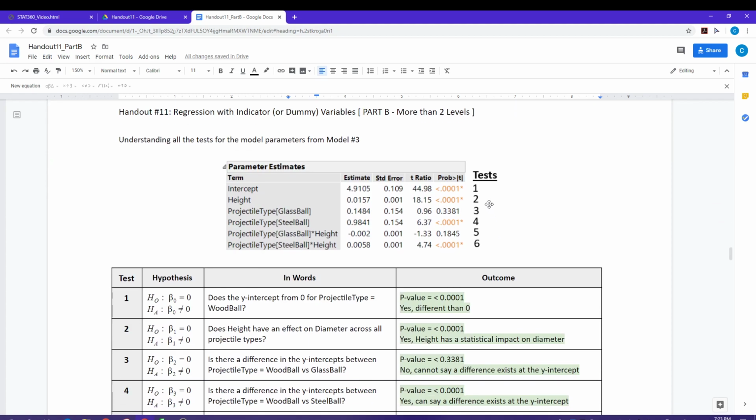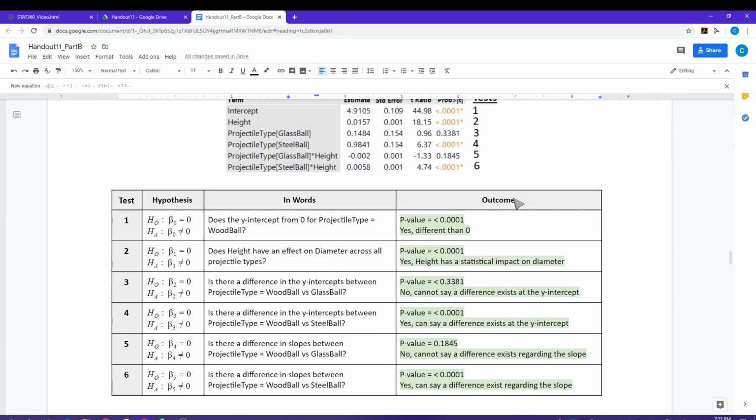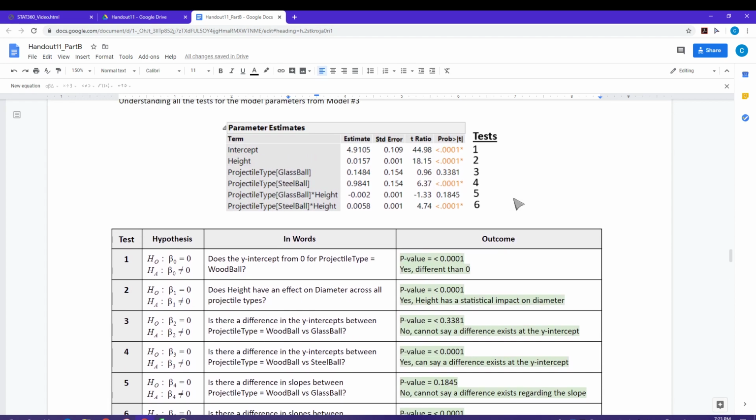Let's talk quickly about what these tests mean. So this is on page 18 here. We got a lot of tests. So test 1 is just going to be the y-intercept for projectile type wood ball. Is that equal to 0 or not? Again, that first y-intercept test is probably not meaningful in practice. The second one is indeed meaningful because that second test is identifying whether or not height has an effect on the diameter. So the beta 1 there is the slope.